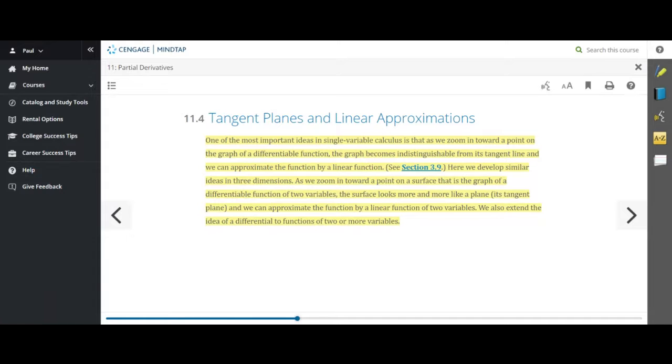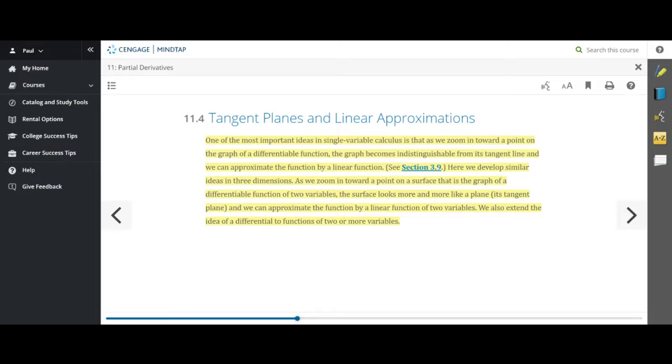Here we develop similar ideas in 3 dimensions. In 3 dimensions, as we zoom in towards a point on a surface that is a graph of a differentiable function of 2 variables, the surface will look more and more like a plane. And therefore, we can approximate the function by a linear function of 2 variables. Okay, that's the idea here in section 11.4.